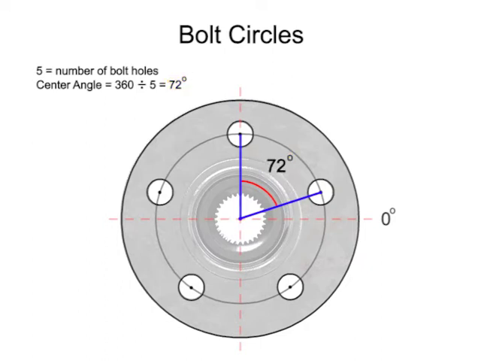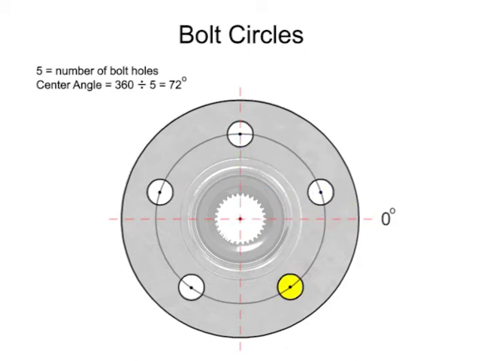Next, we know that the first bolt hole is exactly aligned with the y-axis. Additionally, the value of the angle between the x and y-axis is 90 degrees. The second bolt hole is 72 degrees from the first hole. 90 minus 72 is 18, so the angle between the second hole and the x-axis is 18 degrees.